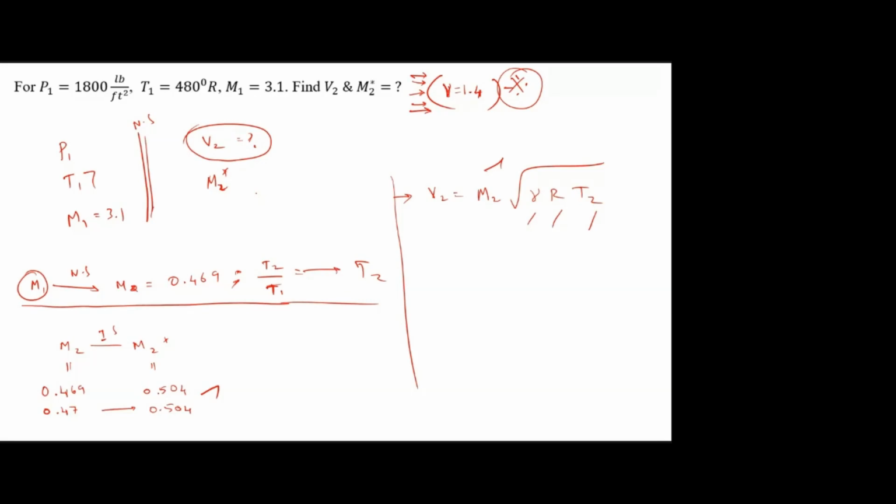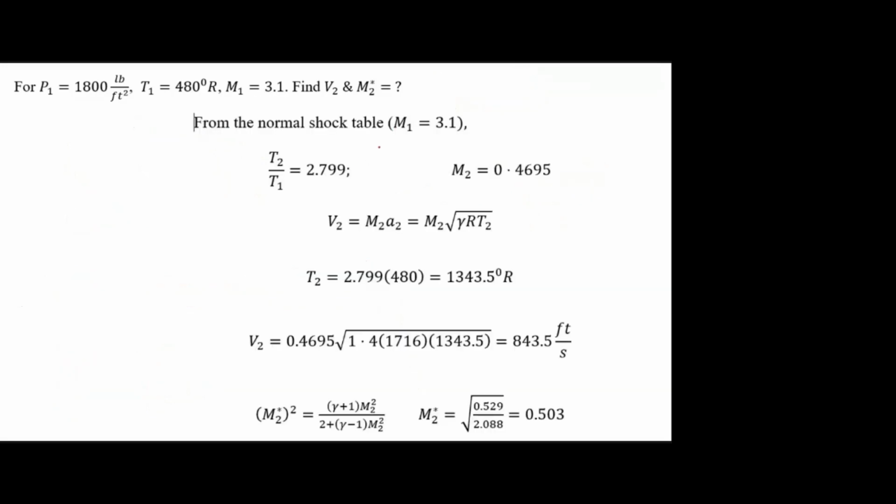Okay, now we'll see the values. For this M1, T2 by T1 and M2 is taken. Once you know M2, from this I can find T2, then I can find V2. So M2 into root gamma R T2, I'm getting the velocity. Then from the isentropic table or using this formula, I can get M2 star.